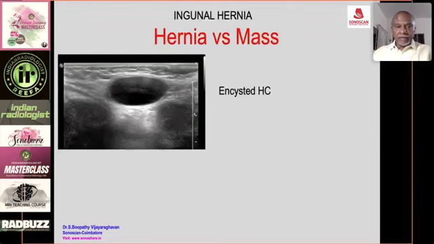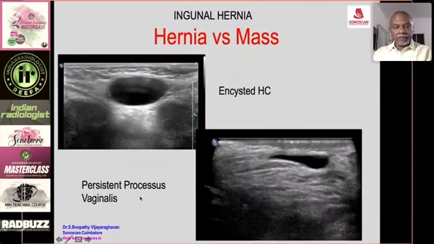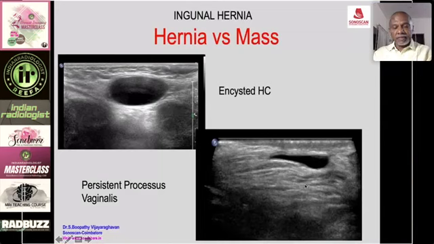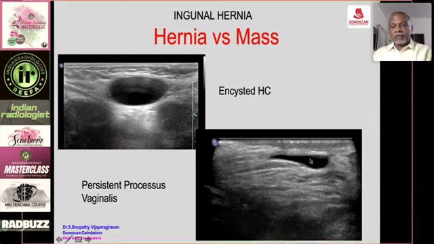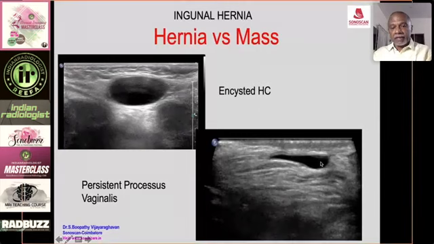Now, hernia versus a mass in the inguinal region. This is an encysted hydrocele of the spermatic cord. It's seen as an oval cystic mass. There will not be any cough impulse. And another differential diagnosis is persistent processus vaginalis, where the processus vaginalis is not obliterated. As a result, some fluid escapes. So this neck is very narrow, does not allow any hernia, but fluid alone is seen.